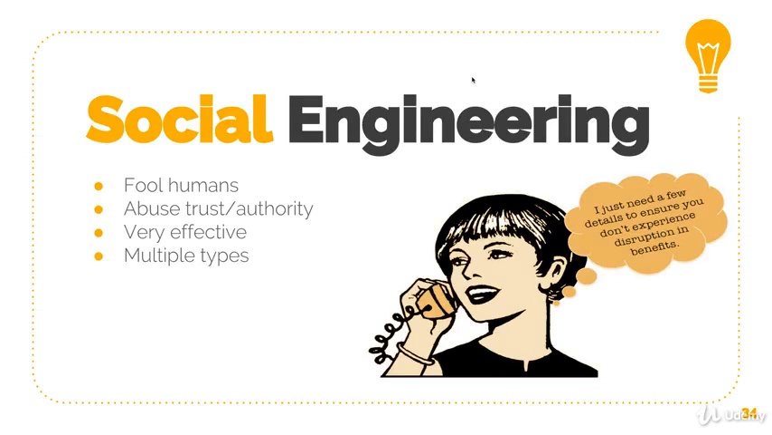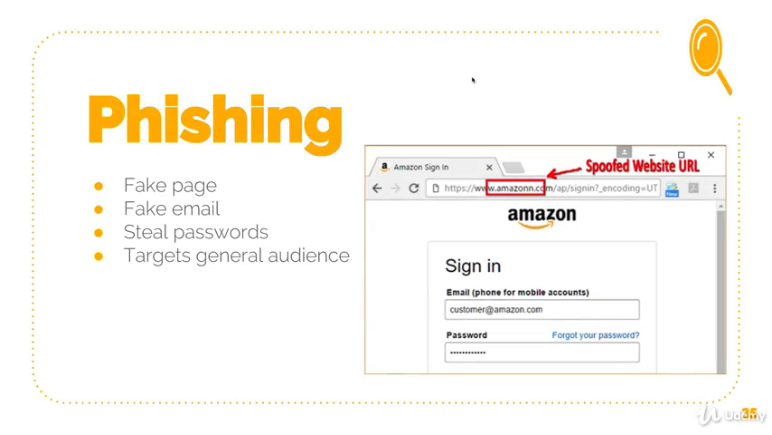The other type of attack that we already talked about is social engineering. It's mostly focused on fooling humans. It abuses trust and authority relationships. It's very effective, and it has multiple types on its own. For example, phishing. This is the most important type of social engineering that you need to know about. It's also called a fake page, and it's usually done via fake email.